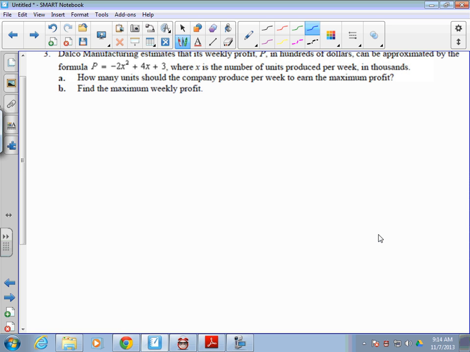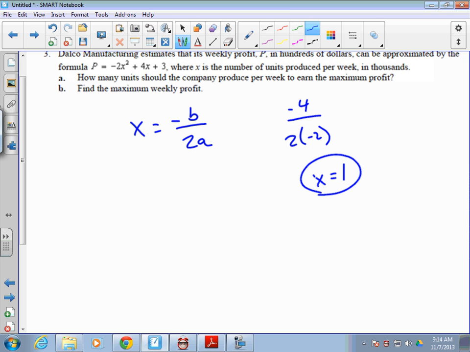I'm not sure where. x equals negative b over 2a. That seemed to work for us the first time. So negative b is negative 4 over 2 times negative 2. So negative 4 over negative 4. So x is going to be 1. This is going to be a whole lot faster. So x is 1, and then find y.